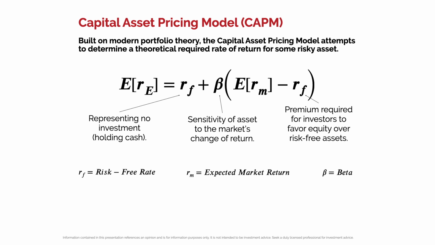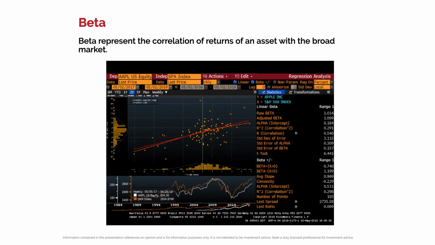You would put it in something that's risk-free. So what is this beta? The two things that we need to figure out here are the beta and the E of R_M, the expected market return. So what is beta? Beta is actually just a correlation.